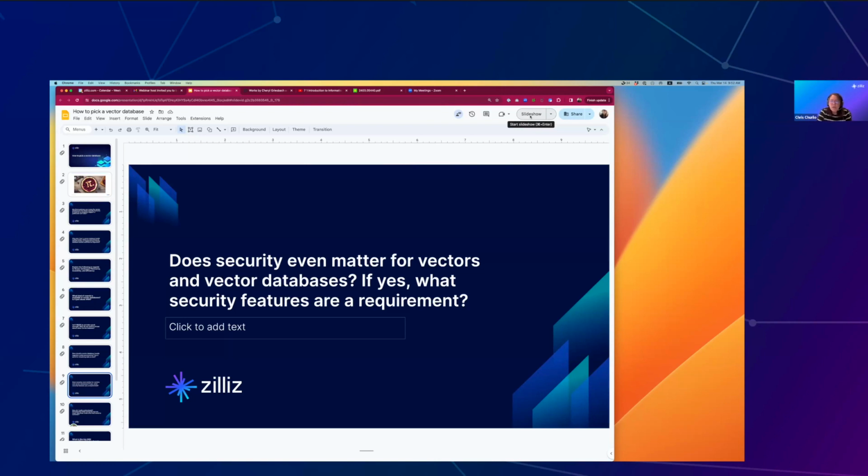So we have a few minutes left, and I want to get to some of the questions from the audience. So G. Lin asks, can you please share some examples of currently available vector databases?